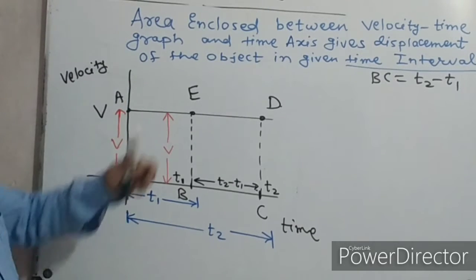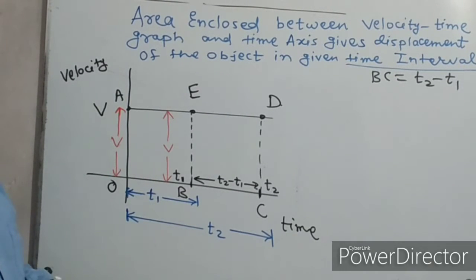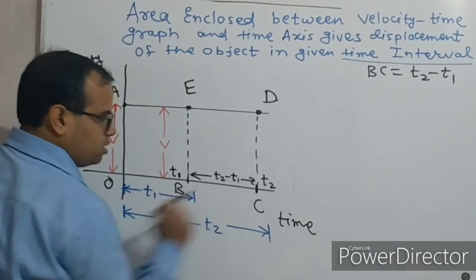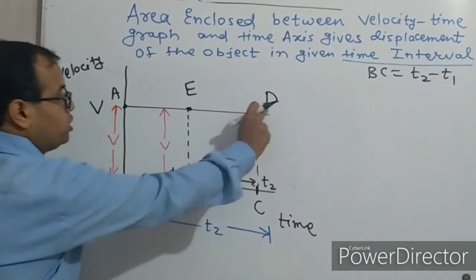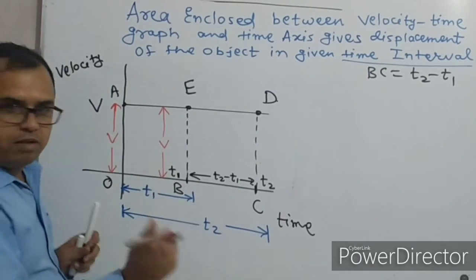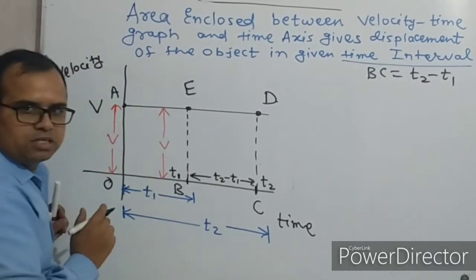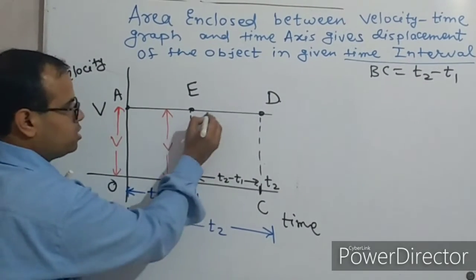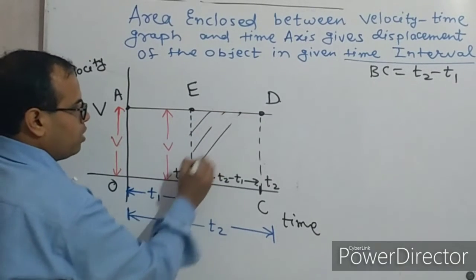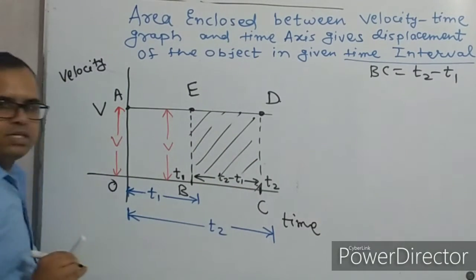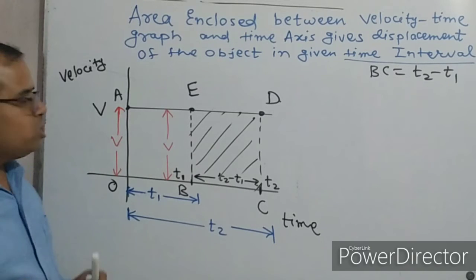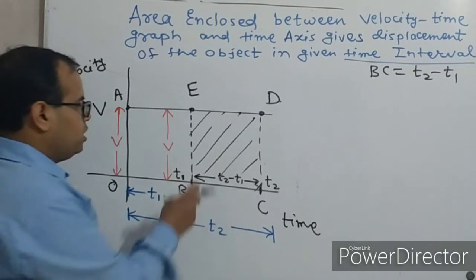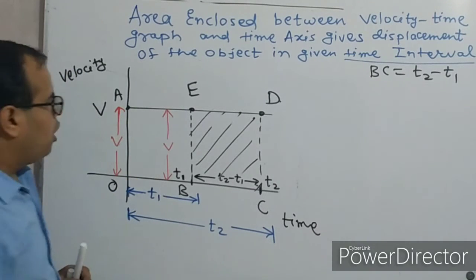What you have to show is that the area enclosed between the velocity time graph and the time axis, so this is the velocity time graph, a straight line, and this is the time axis, in the given time interval, which is t2 minus t1, gives the displacement. So where is the area? This is the time interval, this is the velocity time graph, so this is the area, and this area gives the displacement. So what we have to show is that in this time interval the displacement covered by the object is given by this area.